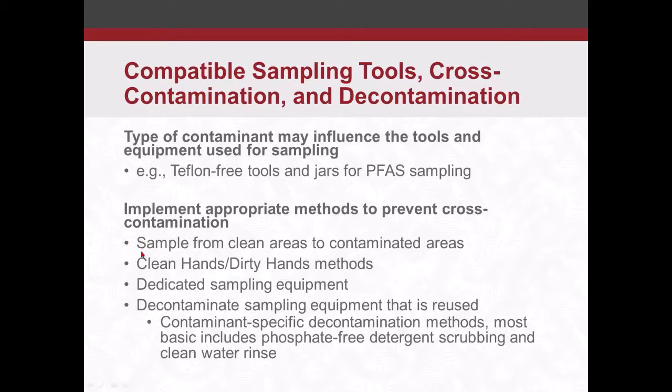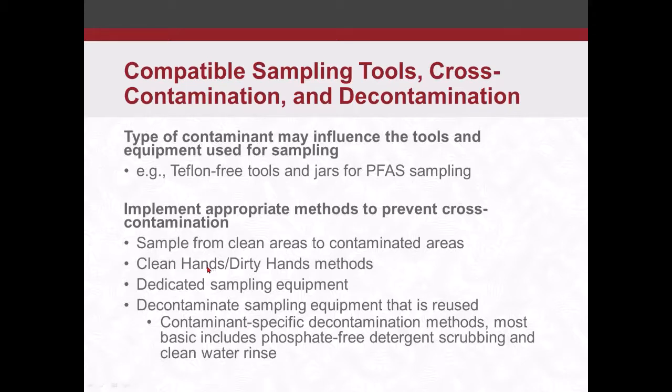Implementation of appropriate methods to prevent cross-contamination. There are various ways you can do this. Some common ways: sample from clean to contaminated. If you have a good idea on a site that we anticipate this area to be clean and we want to get some samples there, and we anticipate this area might be contaminated and we want to get samples there, we'll sample those clean areas first. You do decontaminate in between samples, but the more control you can have over how your equipment might be getting contaminated, the better off you can be.